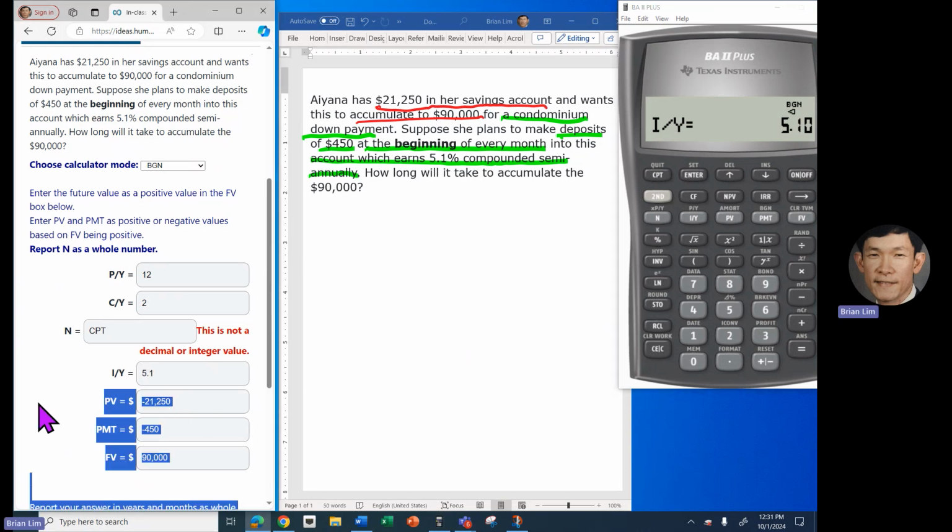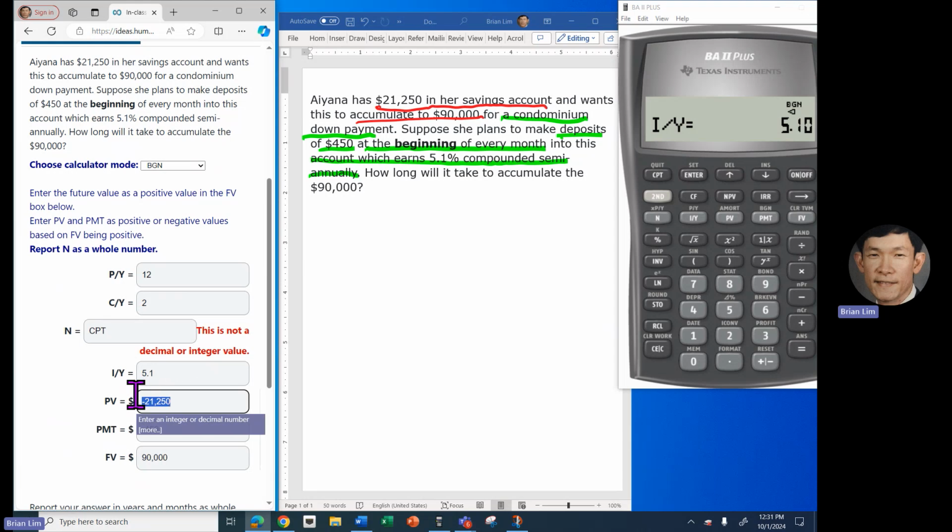Present value is negative 21,250. So we click on the values 21250, and to make it negative, we click on plus minus, and to input it, we click on present value, and there it is. Now we must insert the value for the payment, which is negative $450. So 450, we click on plus minus, it's negative, and we click on PMT, and there it is. PMT is equal to negative $450.